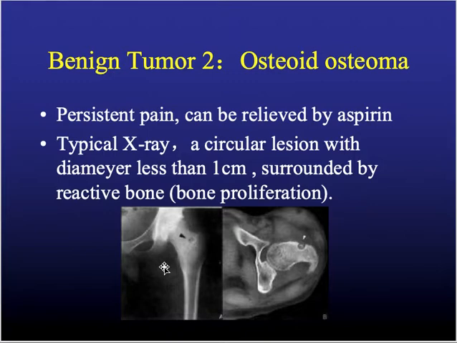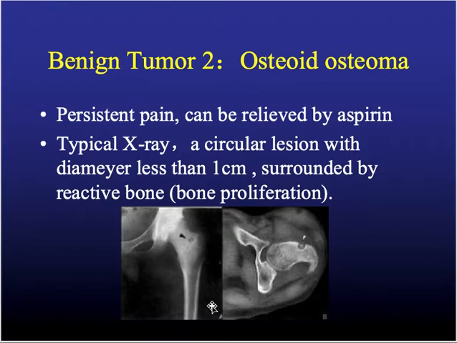The second one is osteoid osteoma. You can see over here, persistent pain can be relieved by aspirin, some minor analgesics. The typical x-ray is a circular lesion, with a diameter less than 1 centimeter, surrounded by reactive bone or bone proliferation. If you pay a little attention, you can see surrounding this there is a darker region, which is a new bone formation.